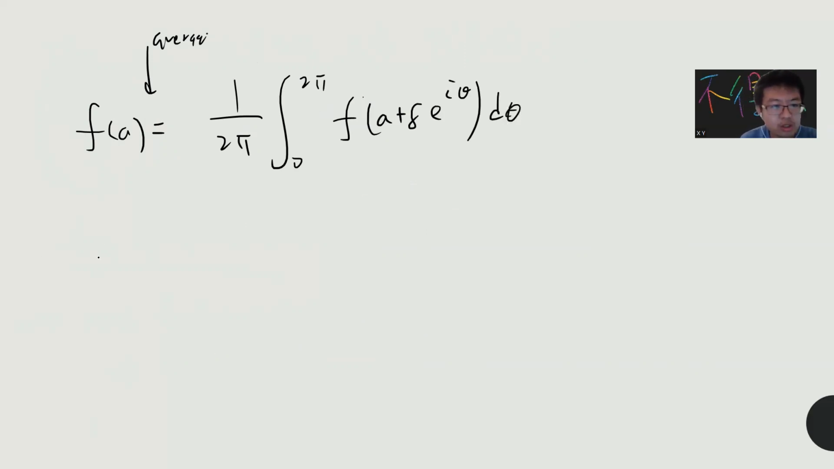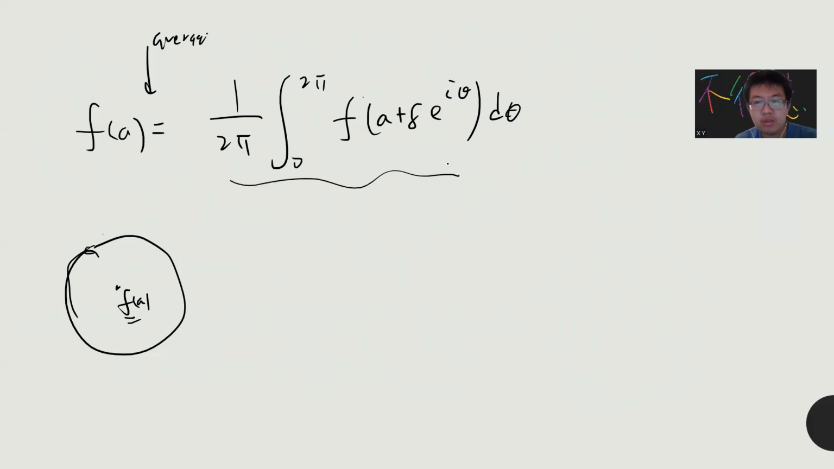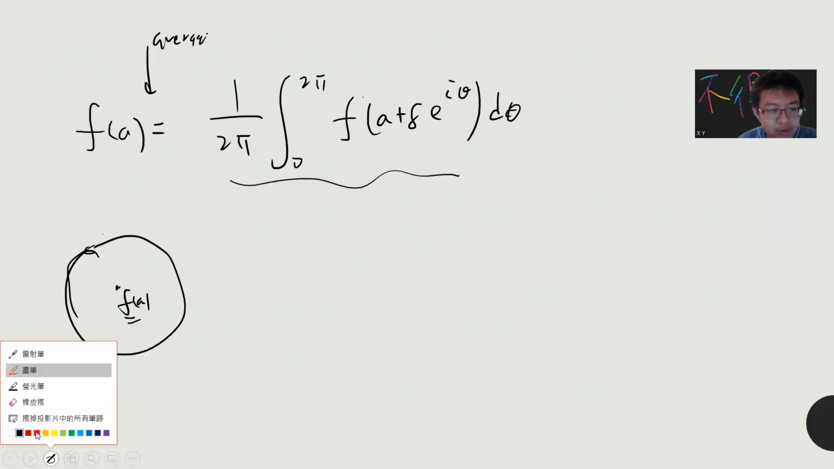This tells you that f(a) is the average of f along this circle, the average on this circle. Now you know the trick. Obviously, if |f(a)| is the maximum, then your intuition tells you that all the f(a plus delta e^(i theta)) should have the same modulus as f(a). This is the intuition, but let me provide a detailed proof.